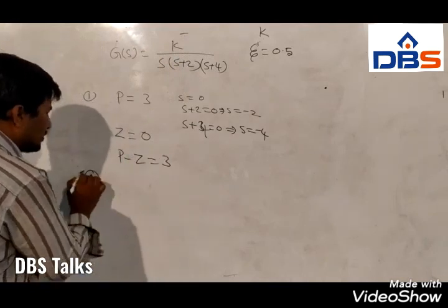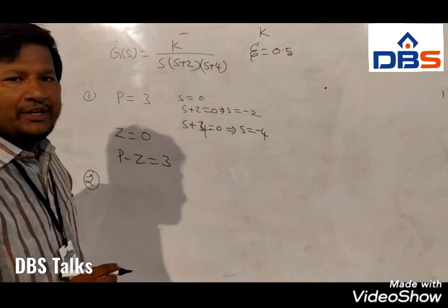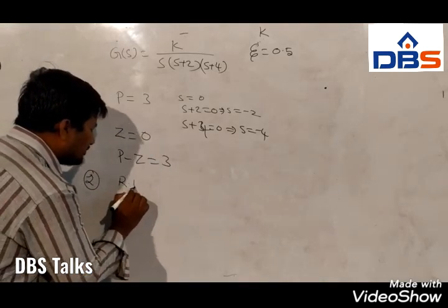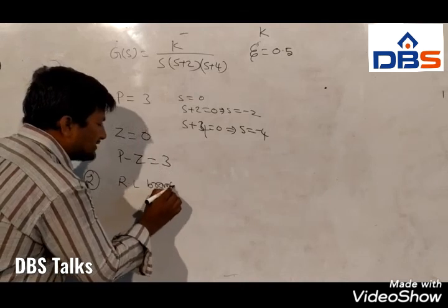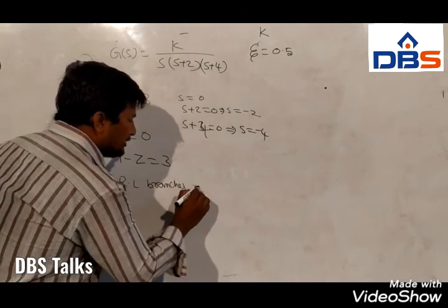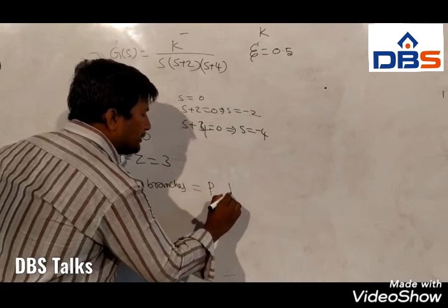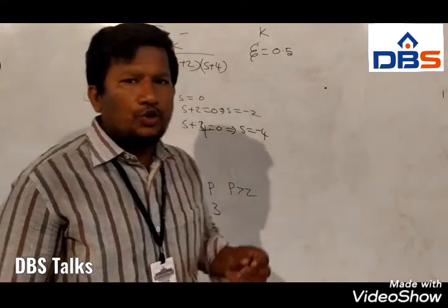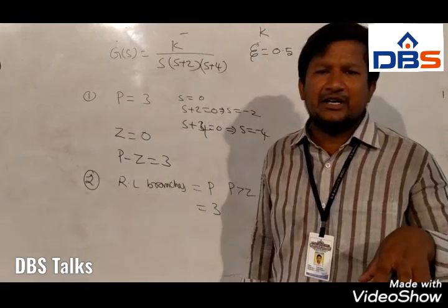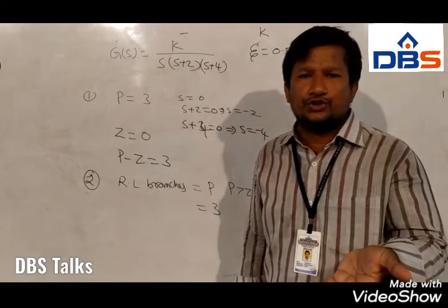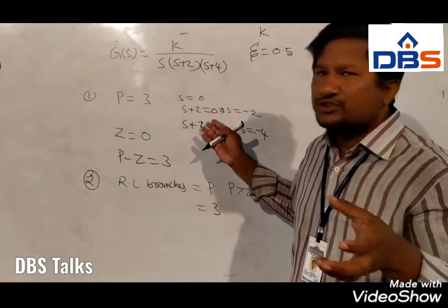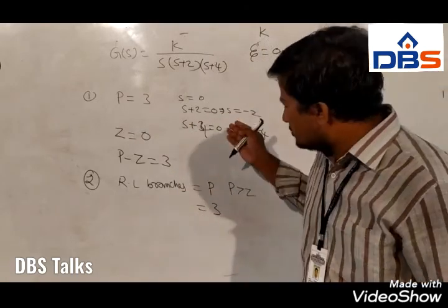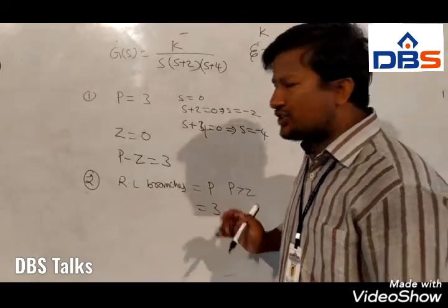And coming to the second rule, how many root locus branches are existing? Root locus branches equal to P, where P is greater than Z, so that is equal to 3. The number of root locus branches is nothing but the maximum of the number of poles or zeros. In the given system, the number of poles is more than the number of zeros. That's why the number of root locus branches is equal to the number of poles, that is equal to 3.